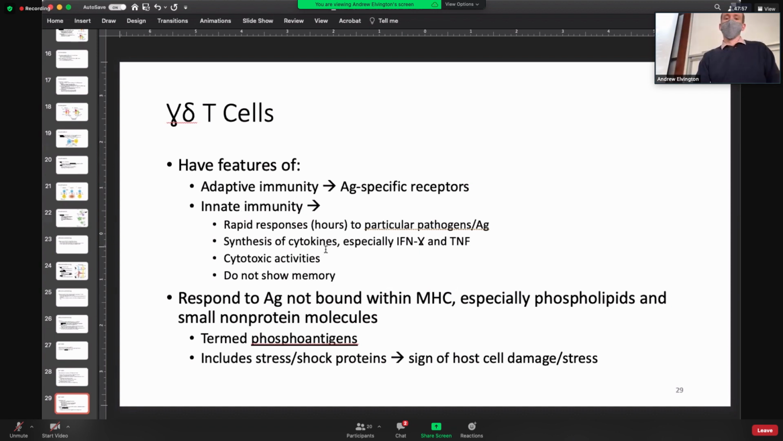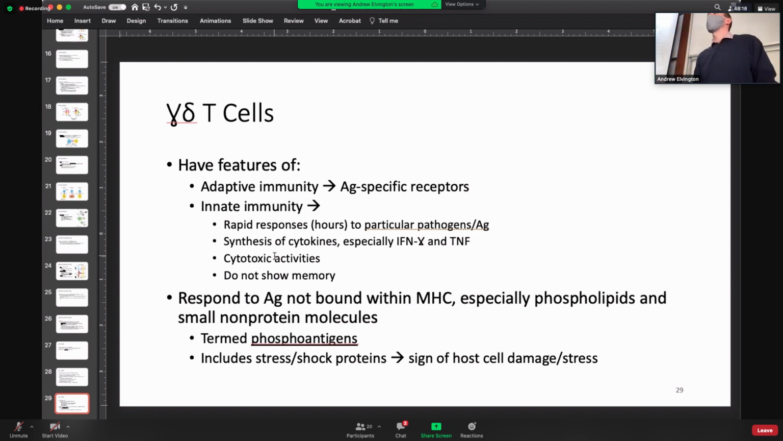They are good at producing inflammatory cytokines, things like interferon gamma in response to virus or TNF in response to anything. They can be cytotoxic, and interestingly, gamma delta T cells do not remember. They seem to respond to the same antigen, the same magnitude each time.